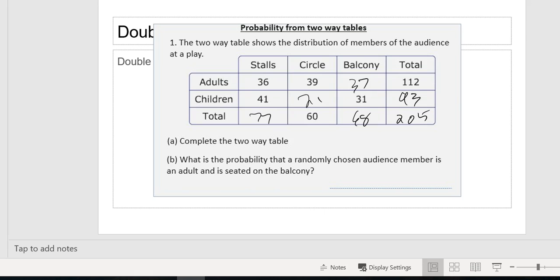Okay, what is the probability that a randomly chosen student is an adult that is seated in the balcony? Adult, balcony, 37 over 205. That's good enough.